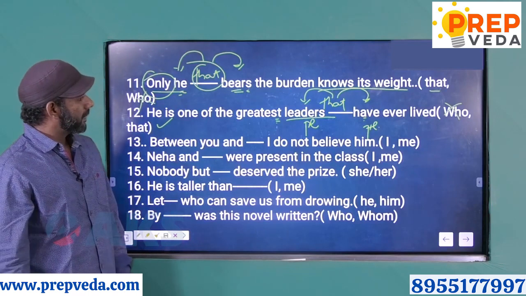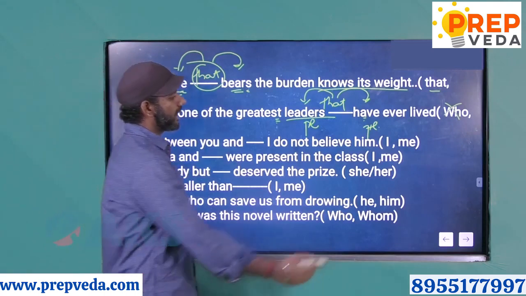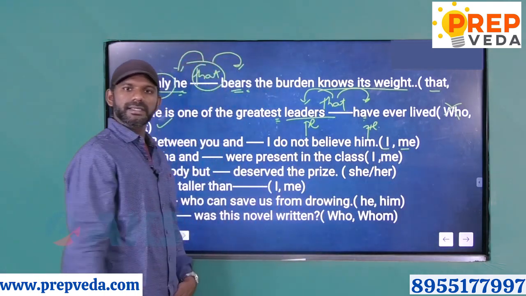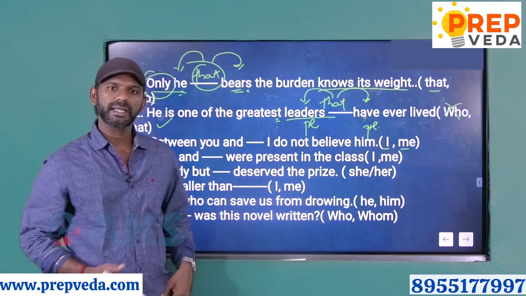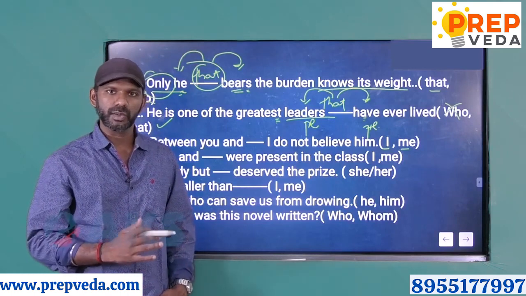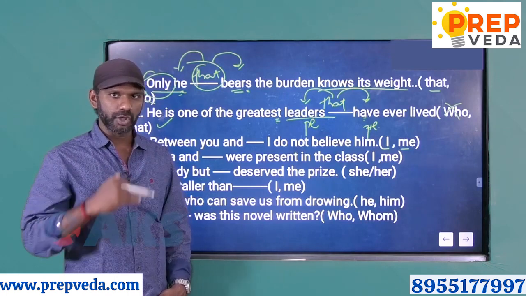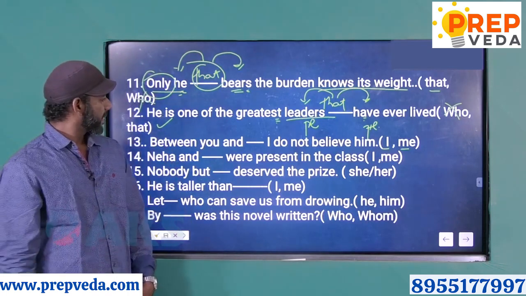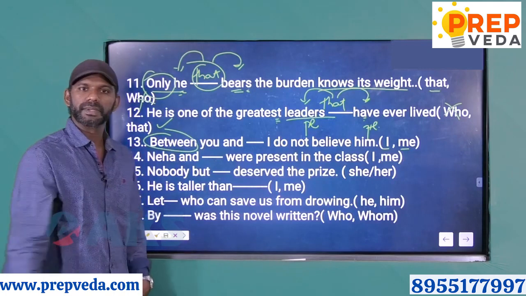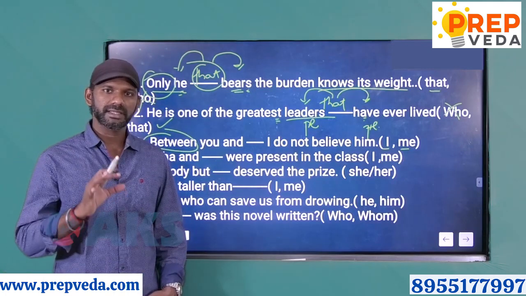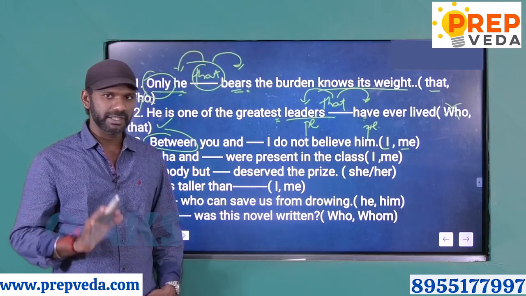Come to the next one. Between you and dash, I do not believe him. Options are I and me. I is a subjective pronoun, whereas me is an objective pronoun. We have discussed the rules regarding when to use subjective pronouns and when to use objective pronouns, three rules in the subjective form and three rules in the objective form. Between is a preposition. The third rule that we discussed in the objective form: any pronoun that comes after a preposition must be in the objective form.